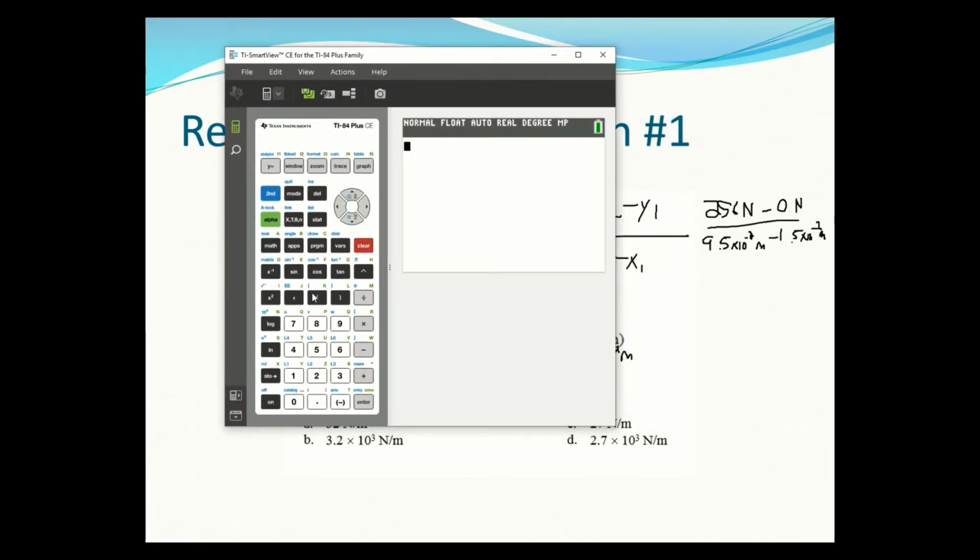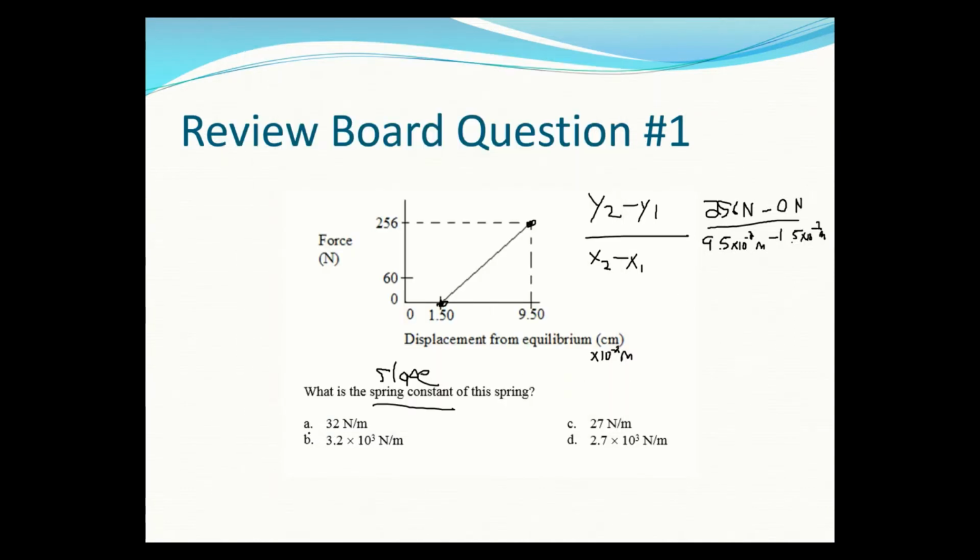Okay, so we plug this in: 256 minus 0 divided by 9.5 times 10 to the negative 2 minus 1.5 times 10 to the negative 2. And we get our answer, 3.2 times 10 to the 3. So B is the correct answer.